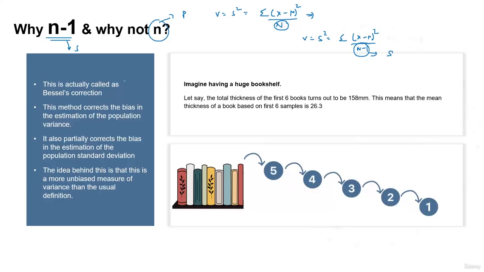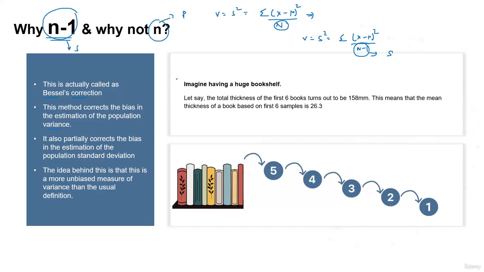This is basically called Bessel's correction. This method corrects the bias in the estimation of the population variance. It also partially corrects the bias in the estimation of the population standard deviation. The idea behind this is that it is a more unbiased measure of variance than the usual definition. Let's take a small example and try to understand why n minus 1 for sample and why n for population.